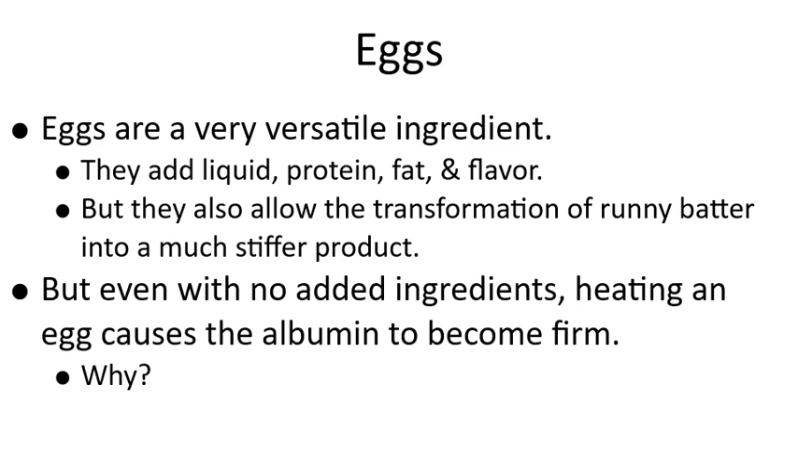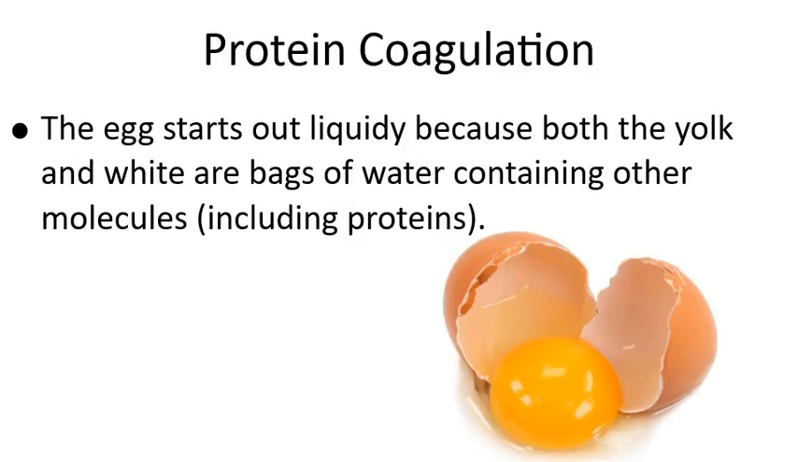In fact, even without any additional ingredients at all, heating an egg causes the albumin to firm up into a semi-solid mass. Let's look at why exactly this happens. The egg starts out quite liquidy because both the yolk and the white are essentially bags of water containing a variety of other molecules, including proteins.